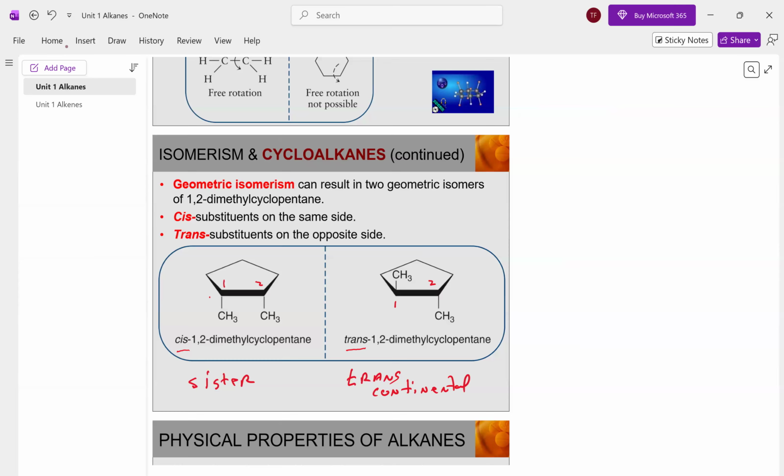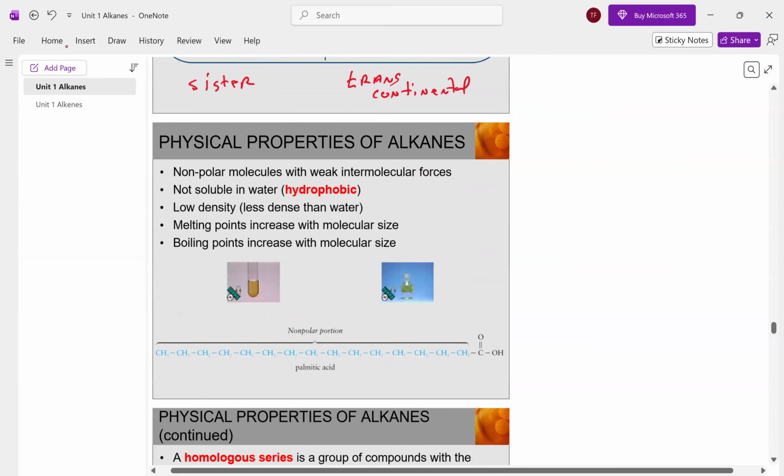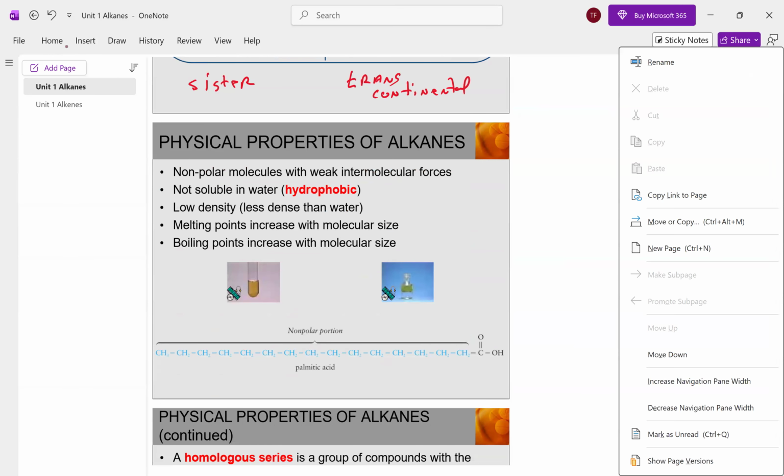Transcontinental. Remember the airline? Transcontinental. Okay. Physical properties.